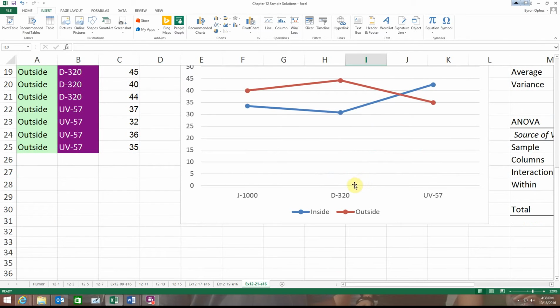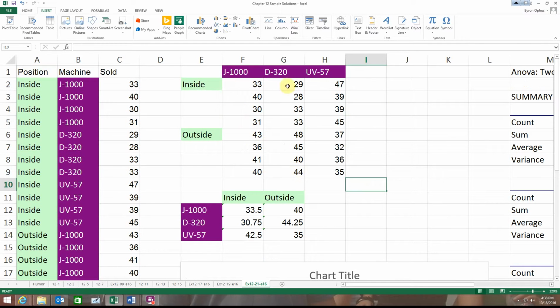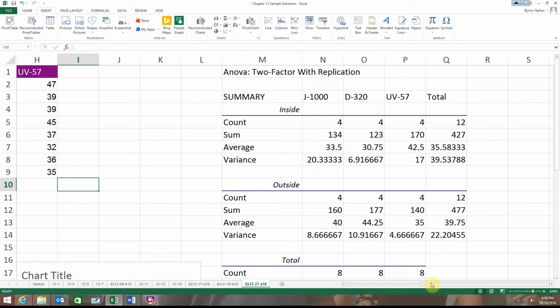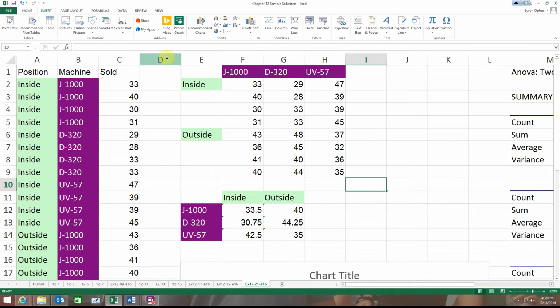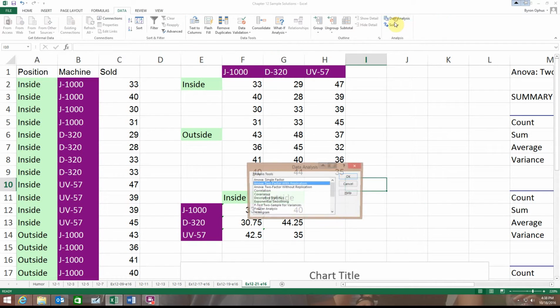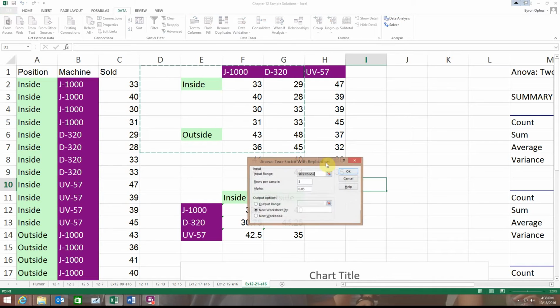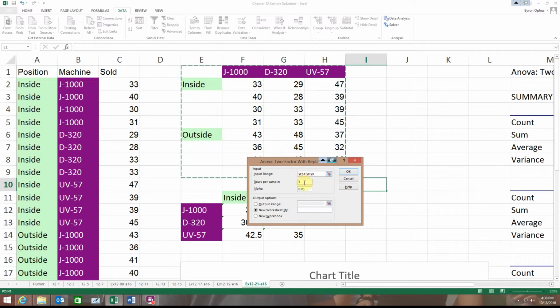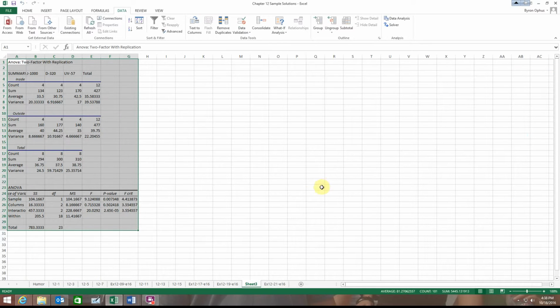So let's do our ANOVA then. And we've got our data like this, and this one happens to be ANOVA two-factor with replication. So we do our data analysis with replication. Okay, here's our, I think I got it all there. I got rows per sample. I think we got to go with 4 here, right? We got 1, 2, 3, 4 per sample. Our sample is the inside and outside. 0.5, I believe, is our alpha. I'm going to go ahead and put this on a new worksheet, and we'll see how it compares over there.